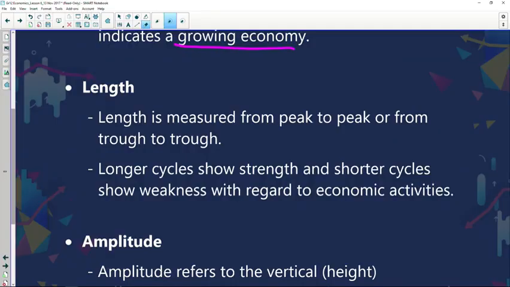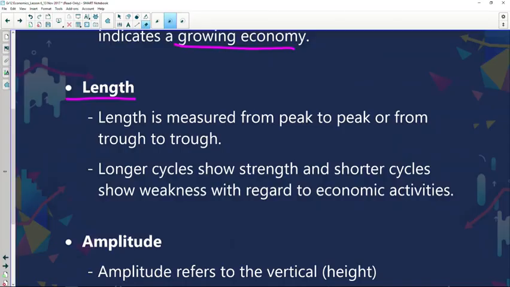And then our next point is the length that is used to measure the peak to peak and also the trough to trough. When we looked at business cycles, we said a peak will be the highest point in the upswing, and a trough will be the lowest point in the downswing. So the length used to measure the period from a peak to another peak, or from a trough to another trough, could actually be used to get some information in regards to economic activity. So length is measured from peak to peak or from trough to trough.